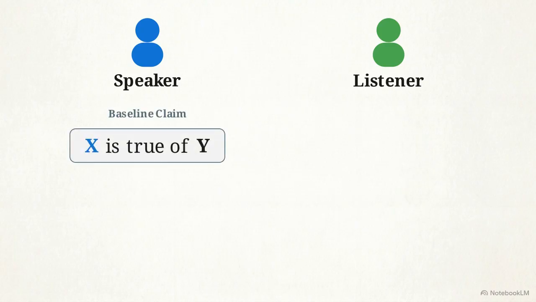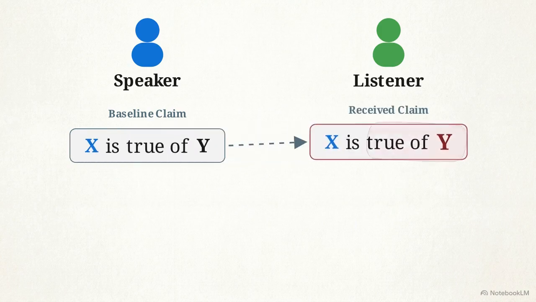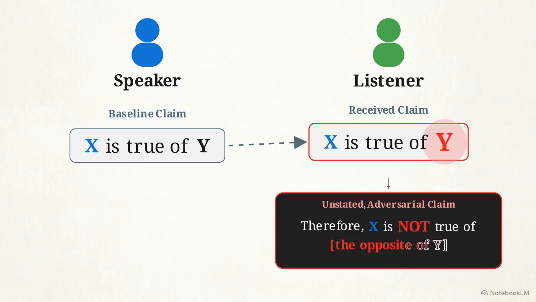Let's look at this diagram to see how the formula works. The interaction starts with the speaker stating a baseline claim. X is true of Y. The listener takes that baseline claim, improperly places unusual emphasis on a specific word, and invents a contrasting, unstated claim. They deduce that, therefore, X is not true of the exact opposite of Y.